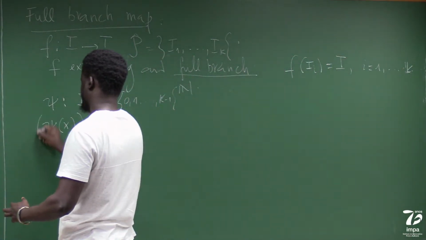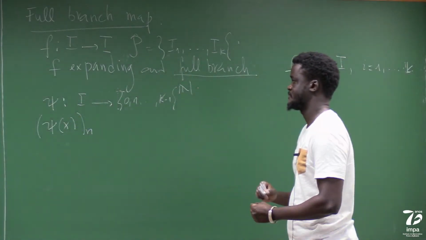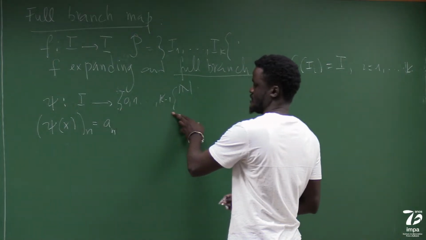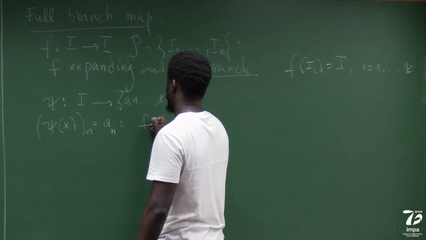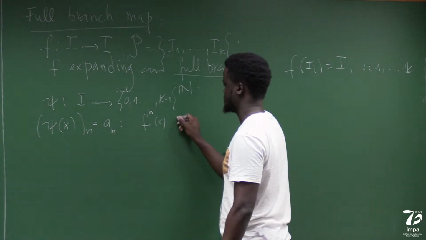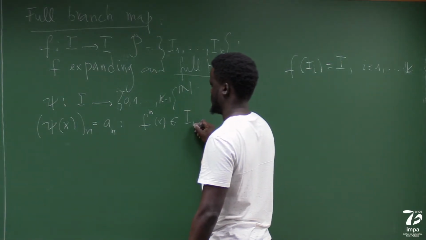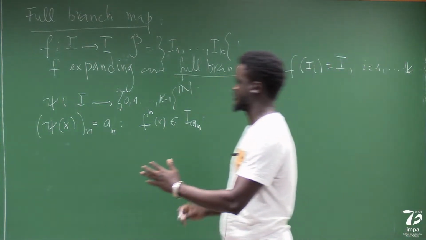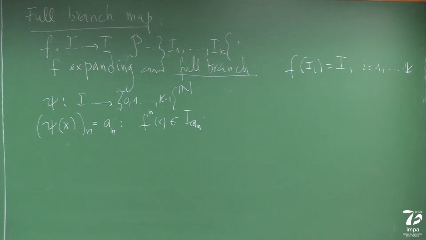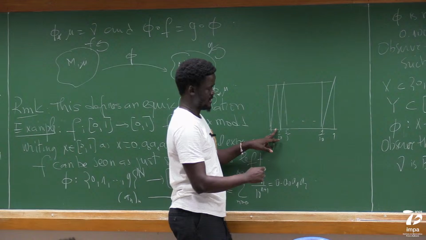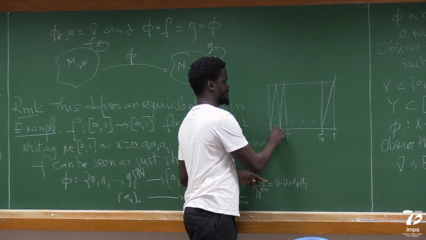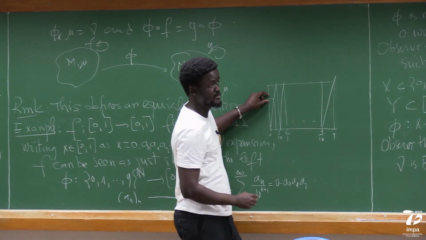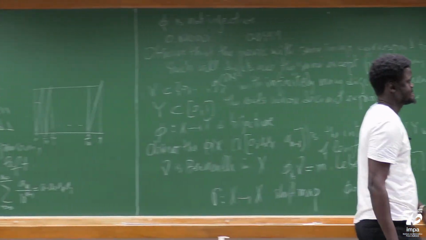Now the nth component of the sequence is a_n, which is among these symbols, such that f^n of x is in I_{a_n}. You just track it. I take a point and want to define the sequence that corresponds. If the point is here, the first digit is 0. I want to know the second digit, so I look at the image of this point. This point is mapped somewhere here. I look at which partition element it belongs to, and that partition element defines the digit that you would have.